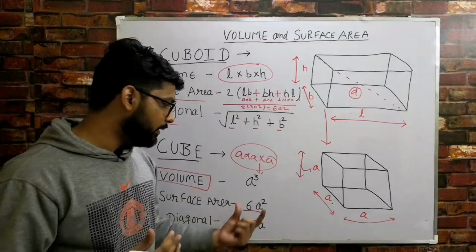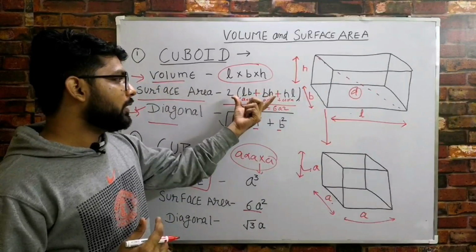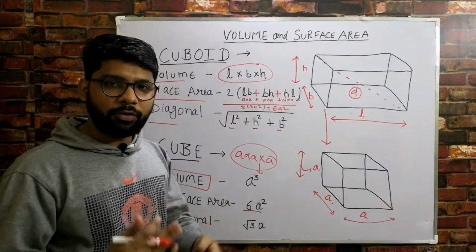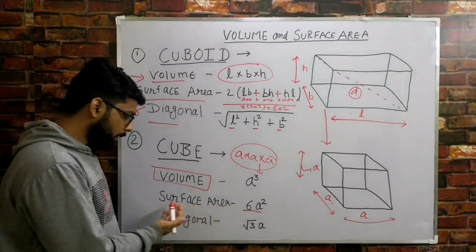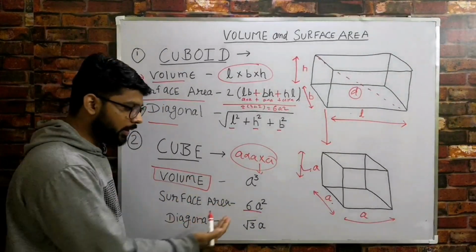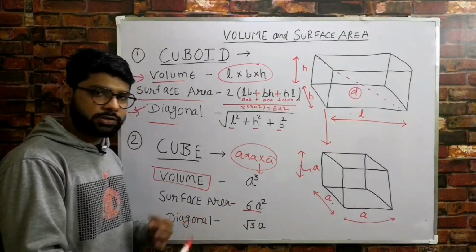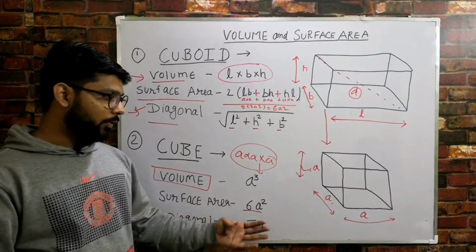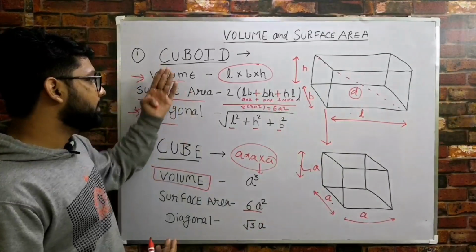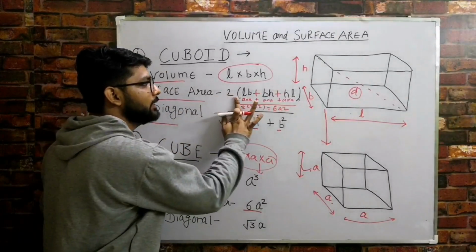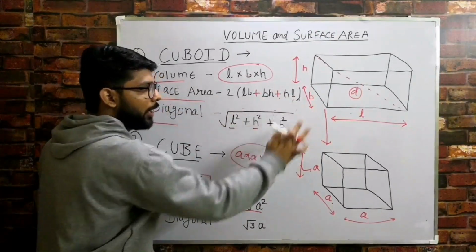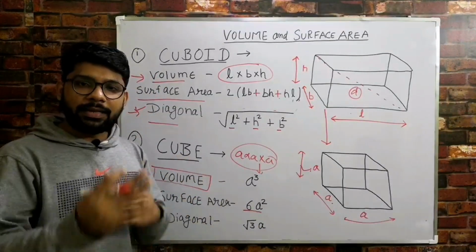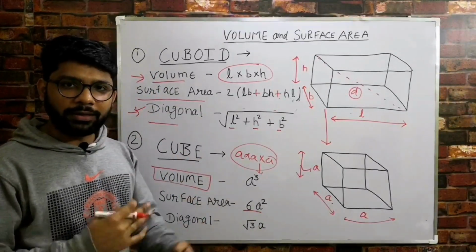Similarly, the same formula we will apply, but in the short form we can write it, so we can directly find the answer within a few seconds. If you put the values in the long formula, it will take 30-40 seconds, but with this formula it will take only 10 seconds. So you can directly remember that the surface area of a given cube will be 6a square, whereas the surface area of a cuboid is 2 into lb plus bh plus hl. So you have to remember this formula so that you can solve the question quickly without any confusion.